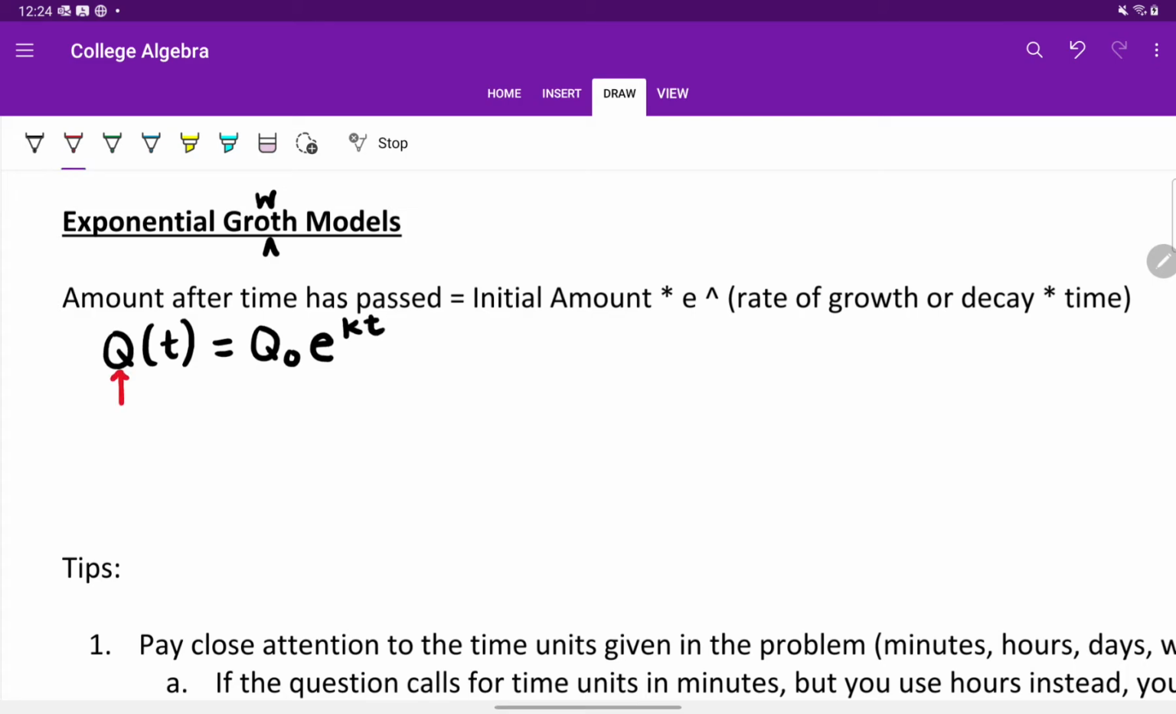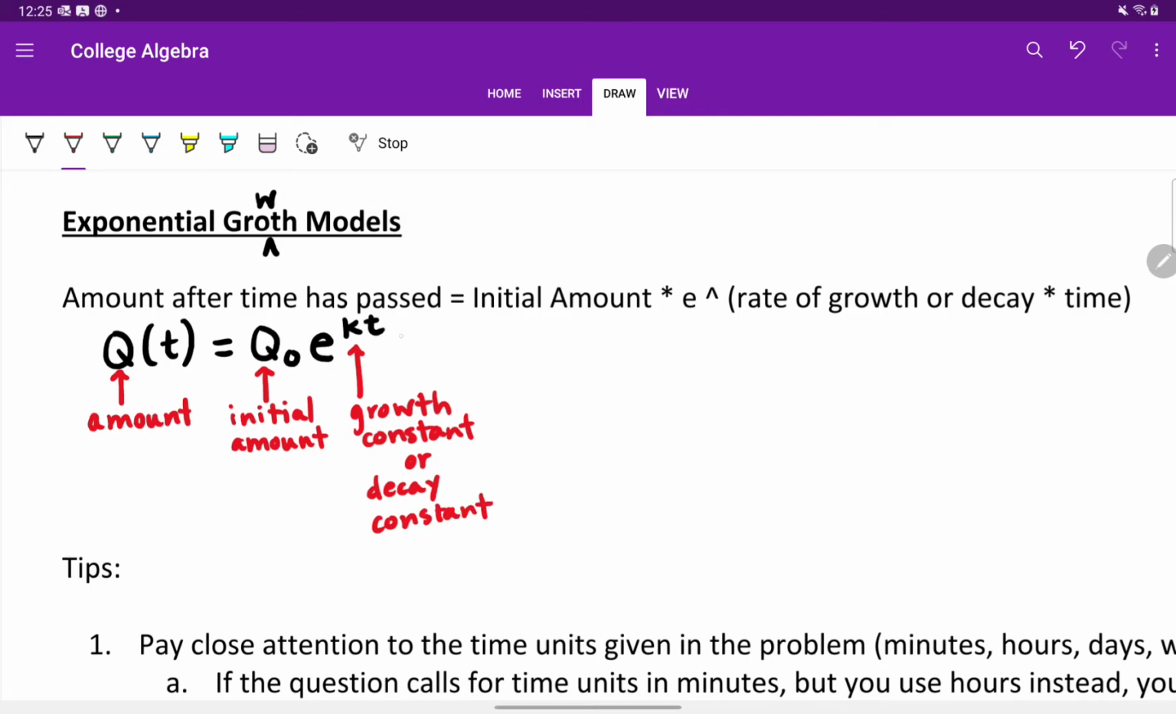So your quantity is just your amount after time. Your q naught, or your q sub 0, is your initial amount. E is just the constant, Euler's constant, 2.71. K is a growth constant, or in some problems, it can be a decay constant.